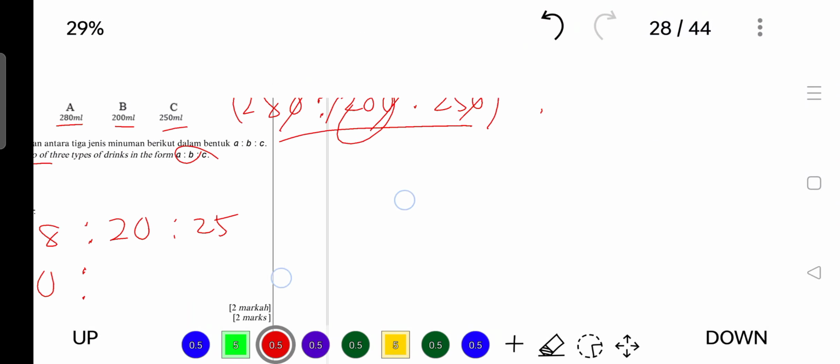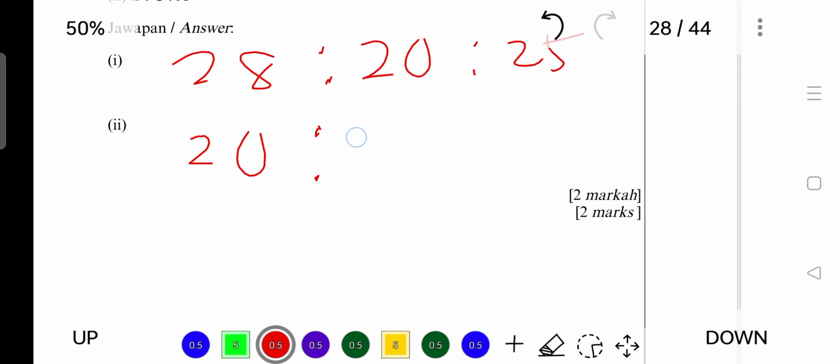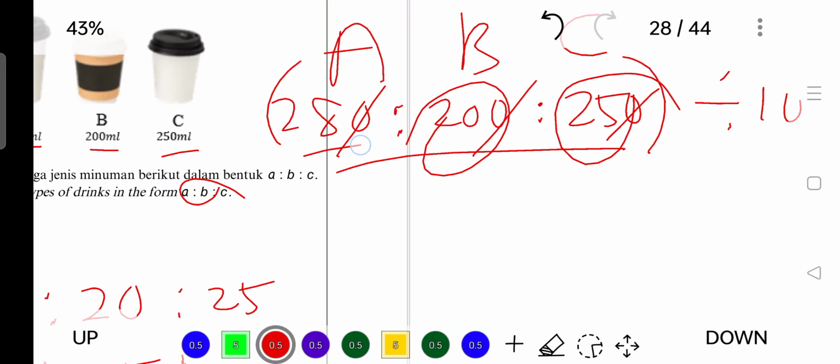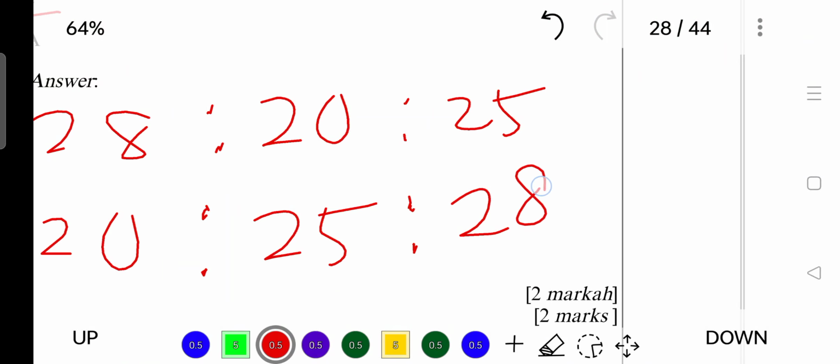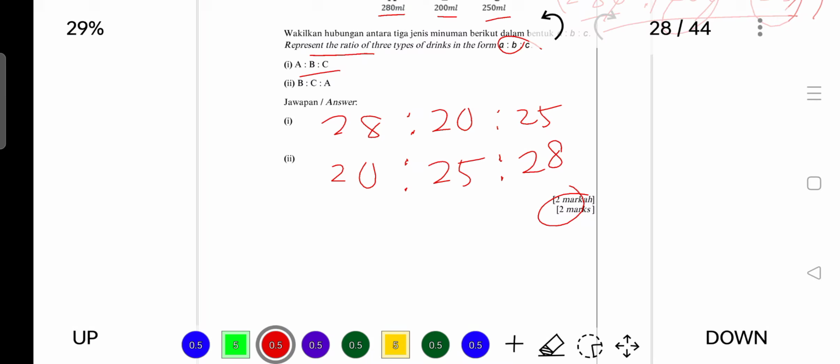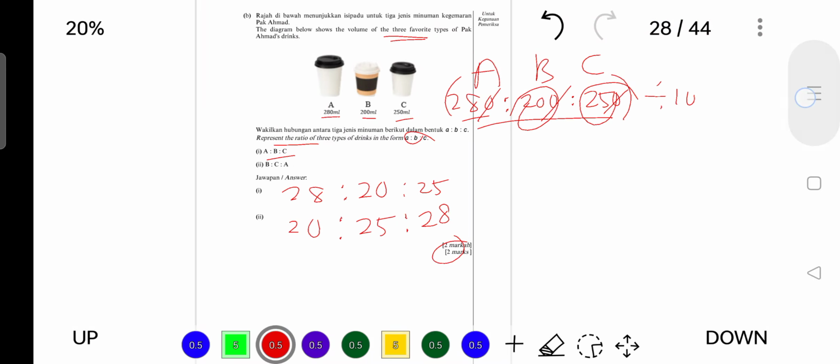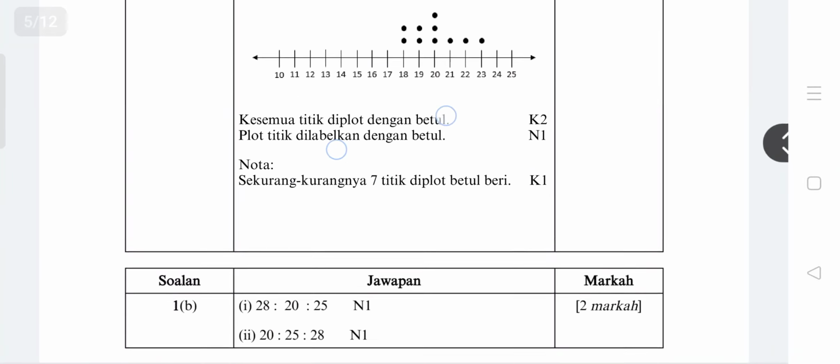Where is my C? My C is 25, and my A is 28. All right, so we have only 2 marks. I'm not sure if this is correct. Let's do our checking over here.